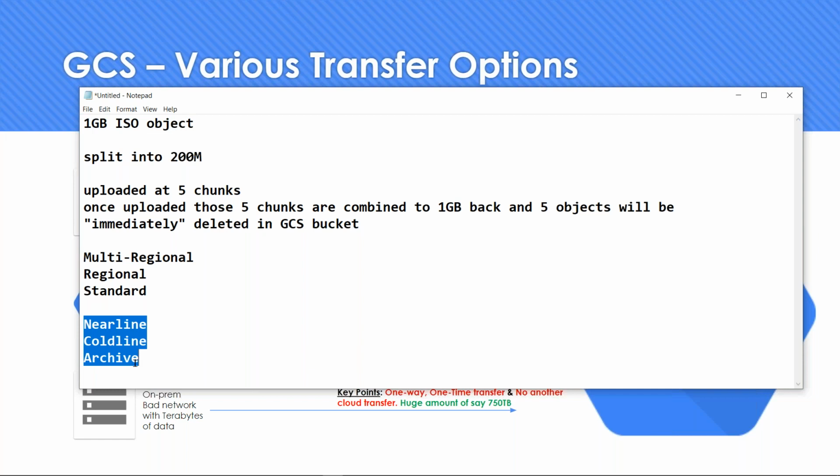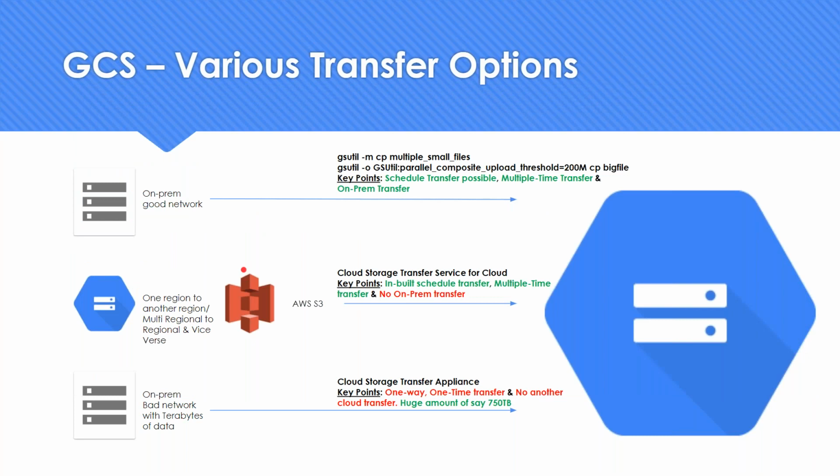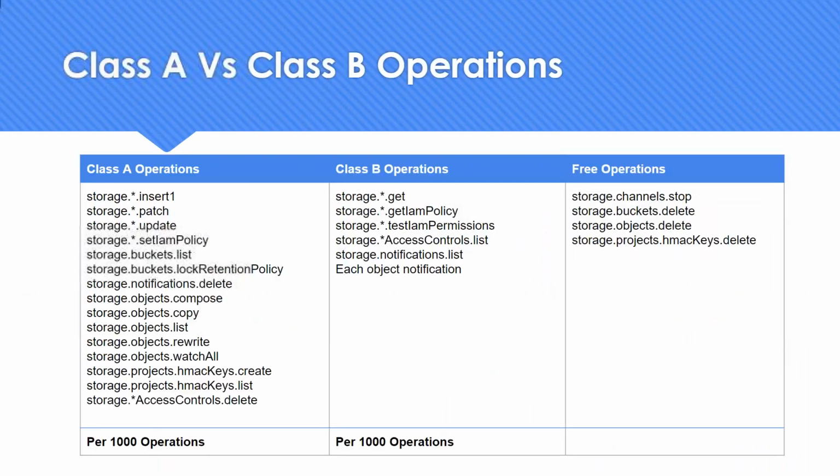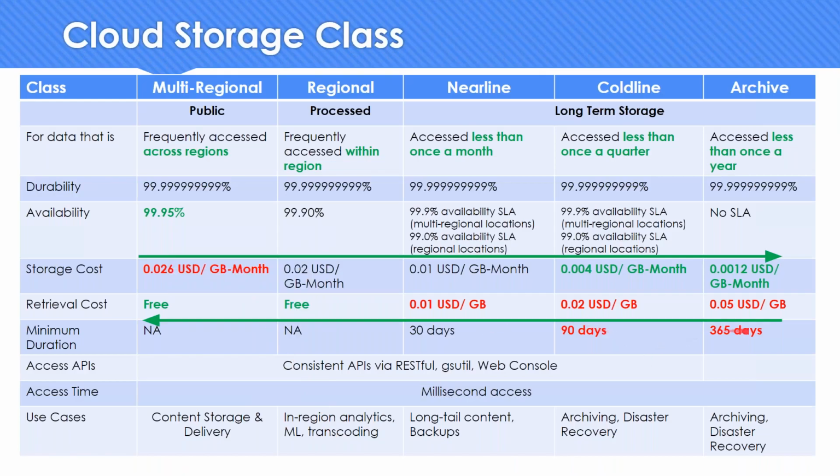So when you are uploading a large file, depending on whether it's a video which needs to be served to the entire world, prefer multi-regional. If it's for data processing, prefer regional, but never ever use nearline, coldline, and archive. Does it make sense, folks? So what is the concept which you learned? Basically, the minimum retention is going to be important.